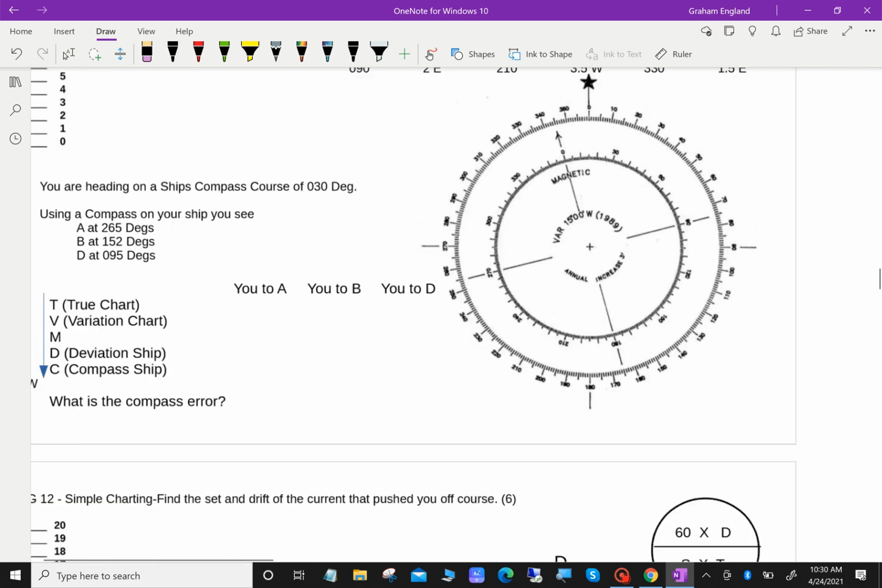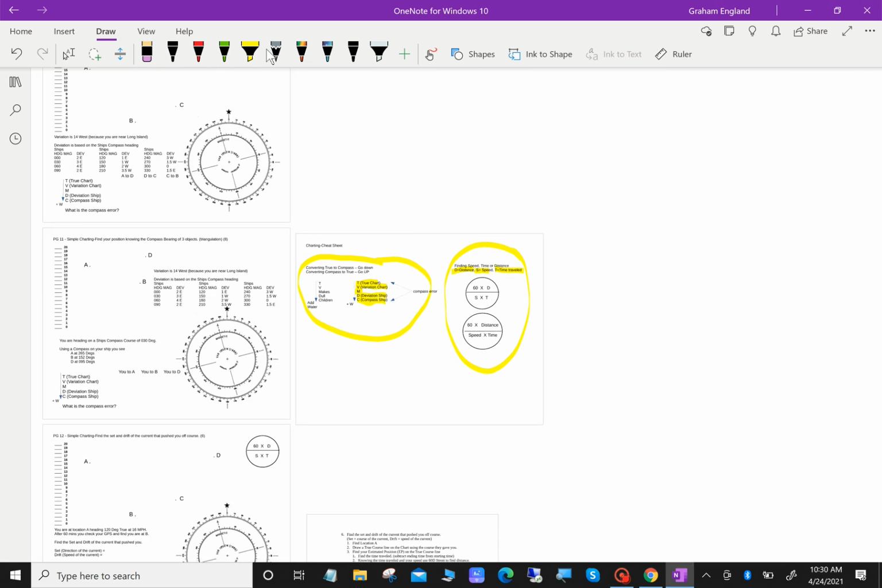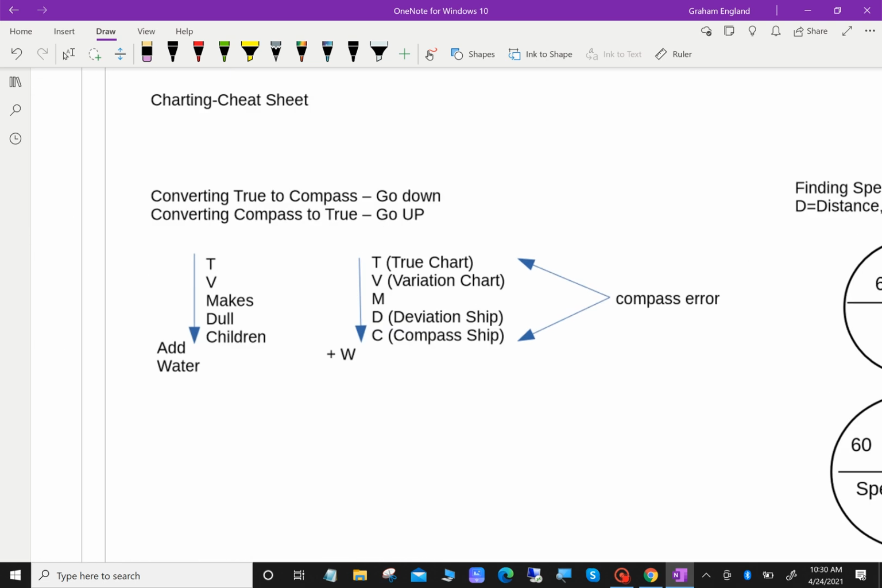First thing is we look at our cheat sheet, and hopefully we have the cheat sheet made up ahead of time. Ten minutes before you take the test, make your cheat sheet. So going down, it's TV makes dull children add water, which means add west. So you would subtract east. Going up, it's the opposite: subtract west and add east.